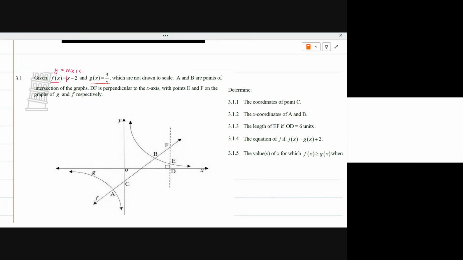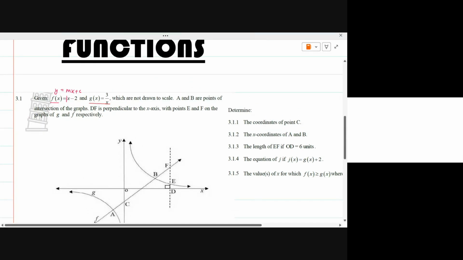What kind of graph are we looking at here? 3 over x. Good, it's a hyperbola. And once we see that it is a hyperbola, we need to think of all the things we should know about a hyperbola. Now I'm writing hyperbola, reminding us that we need asymptotes.